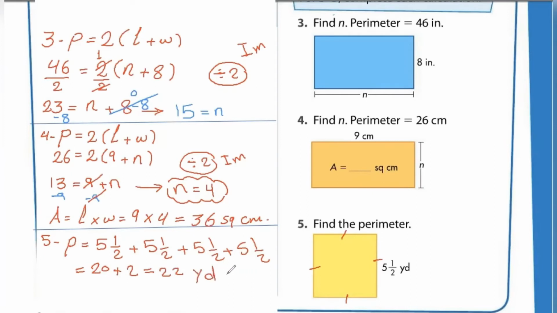Or I have another way. I can find the perimeter of the square by multiplying 4 times the length of one side. It will be 4 times 5 and a half. I will multiply a whole number by a mixed number, so I will multiply 4 times 5 equals 20, plus 4 times half equals 4 over 2, which is 2. 20 plus 2 equals 22 yards.